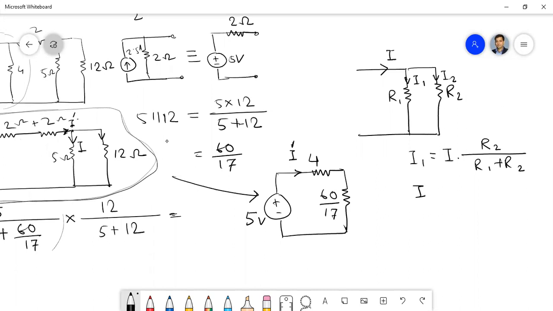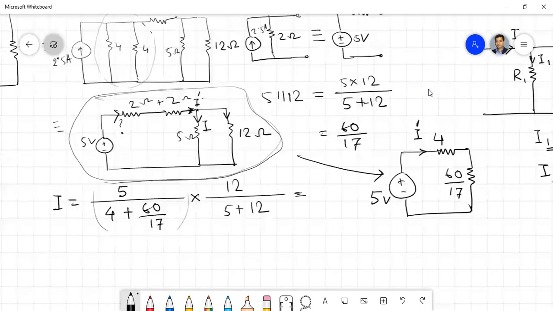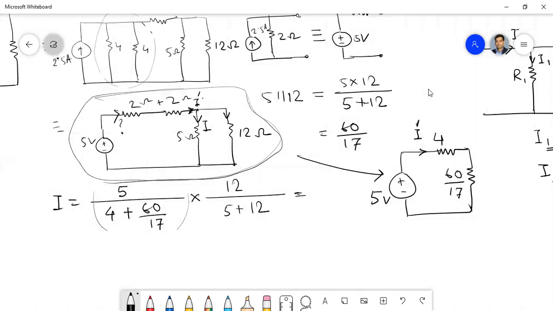So when you are writing 1, you have to write 2 here, and when you are writing 2 here, you have to write 1 there. That is the thing you have to remember. Denominator will be same, only the numerator will change. So this is called the current dividing rule, and that I have used here. I want to find out the current through the 5 ohm resistance, but in the numerator I have taken the 12 ohm.